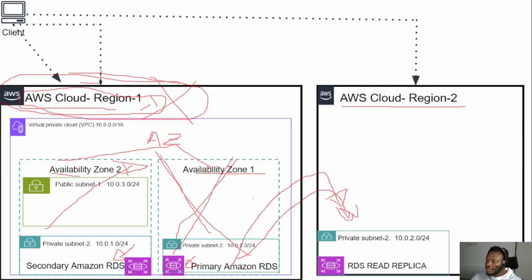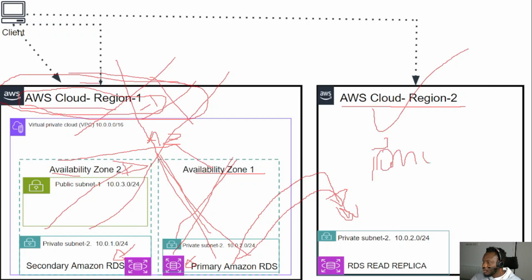So in a situation where your entire region is down, what happens is that you just move into this second region and promote this read replica. When you promote this read replica, it becomes a primary instance. It becomes an independent instance on its own, and it continues now. It starts serving both read and write traffic.